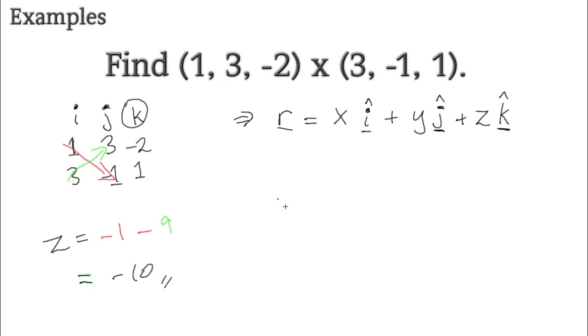So with that, we have 3 values. x is 1, y is -7, z is -10. So this is x, y, and z. And this is the cross product between 1, 3, -2, and 3, -1, 1. And yes, it looks messy, doesn't make sense.